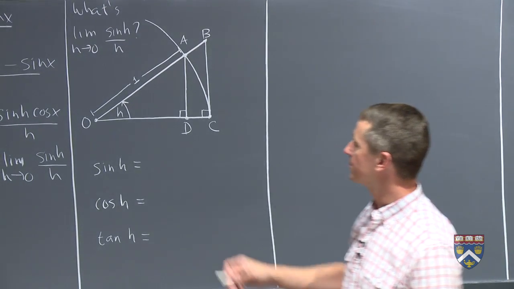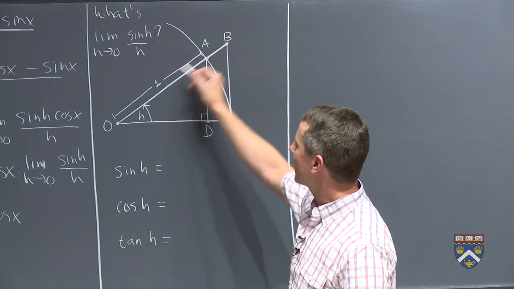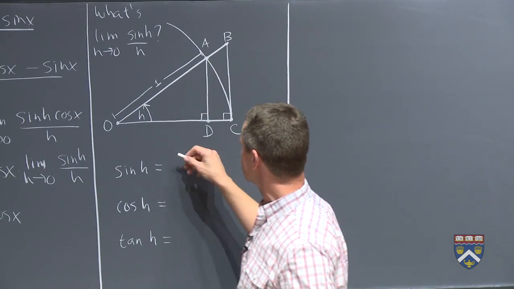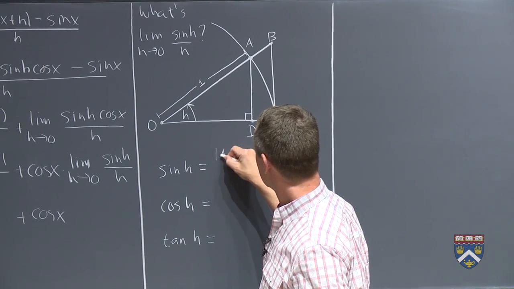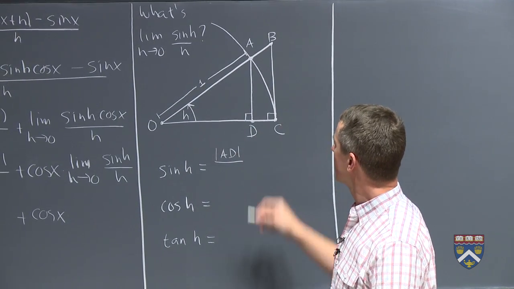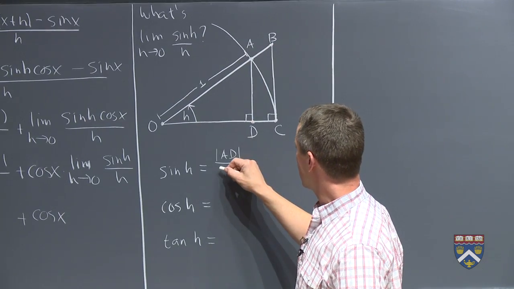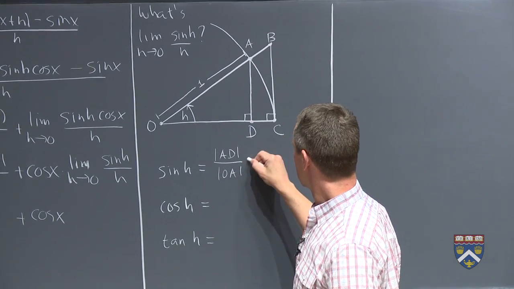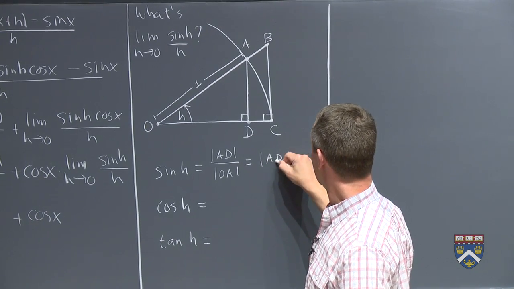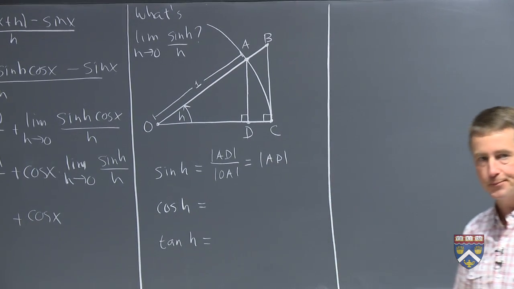The cleaner answer will be from the small triangle, because in the small triangle, the hypotenuse is 1, right? So sine of h is opposite, which is the length AD. We use absolute value bars to denote lengths in a triangle. AD over OA. But then because OA is 1, because we're on the unit circle, that just becomes AD.